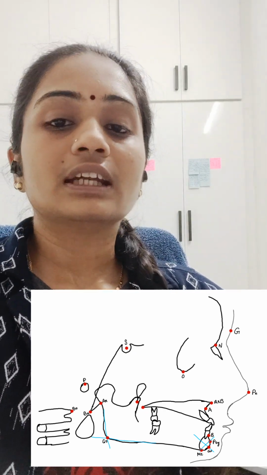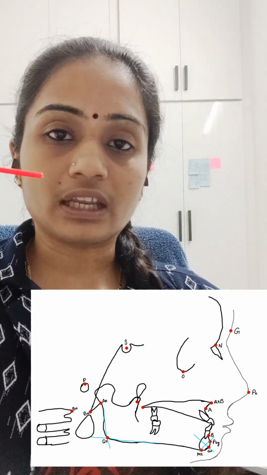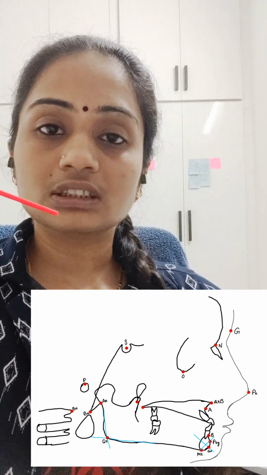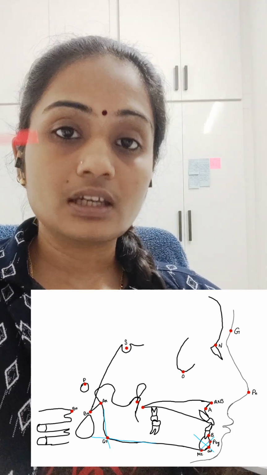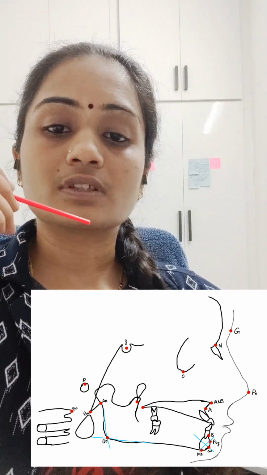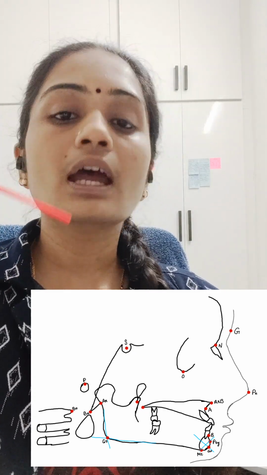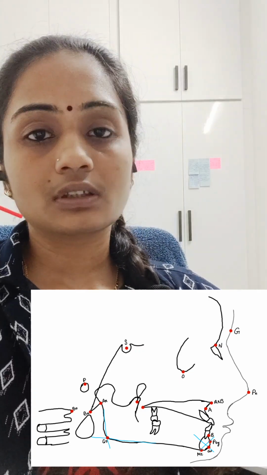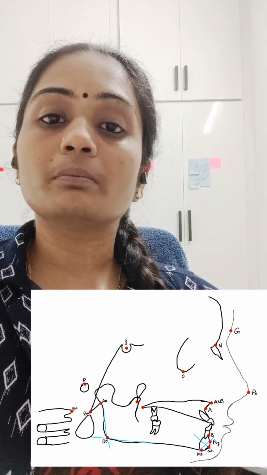So like that. Next comes the point A. Point A is also known as subspinale because it is below the spine. So this forms the junction between ANS and the alveolar crest of the maxilla, which is present between the central incisors. So next comes the point B. Point B is somewhere here. This forms the junction between, again, the alveolar crest of the mandible and the mental process of the mandible. So point B is also known as supramentale.